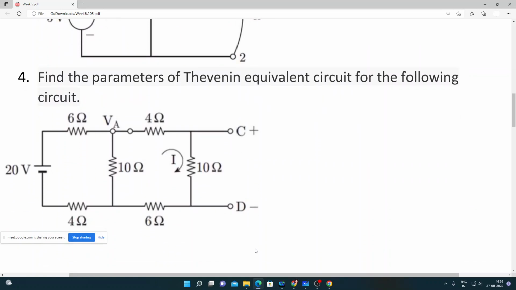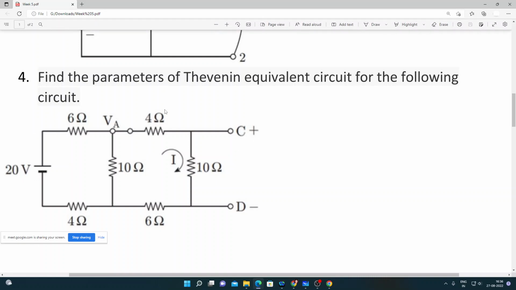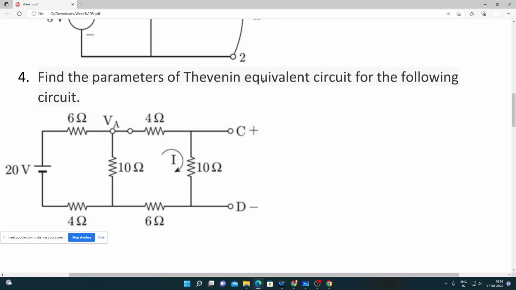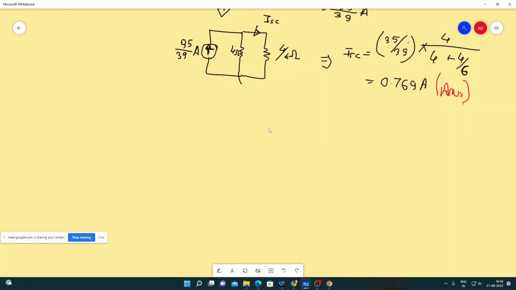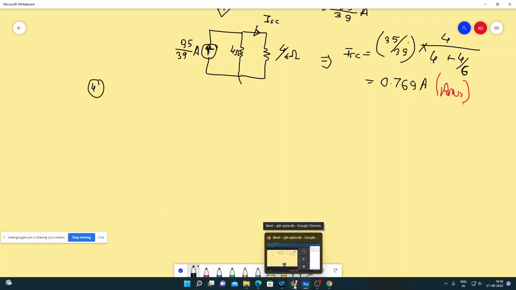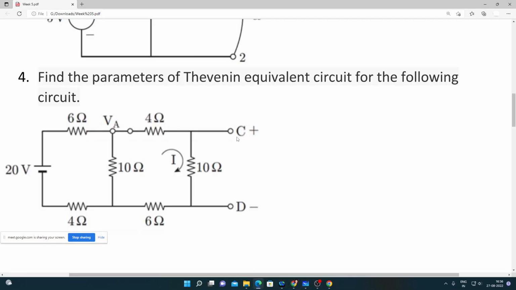Okay, so the next question we have is: find the parameters of the Thevenin equivalent circuit for the following circuit. So here we have a circuit, we need to find out the parameters, meaning the Thevenin equivalent voltage and the Thevenin equivalent resistance. So let's do it. So we need to find out the Thevenin equivalent voltage, so we should first disconnect the load across the terminals. Here we don't have any load, so it's already disconnected. We need to find out the voltage across C and D. Let's do that. So 20 volt, we have this resistive network, so let's solve it one by one.